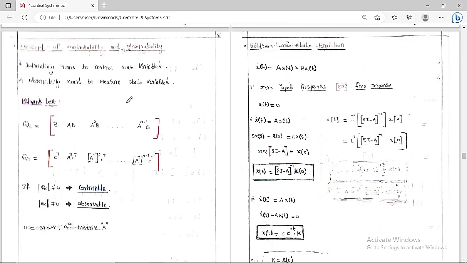There is another concept, which is the concept of controllability as well as observability. Basically, we are going to discuss the concept of controllability as well as observability. So what is the meaning of controllability?